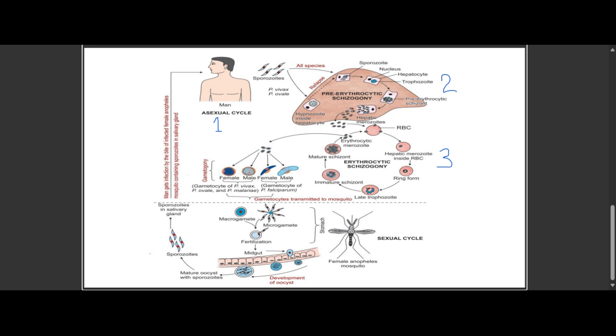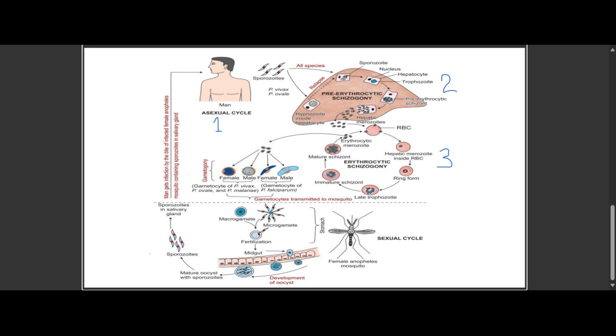Now, as you can see here, on the same stage 3, inside the red blood cells, the merozoites will develop into what we call trophozoites. This trophozoite is considered to be the feeding stage of the parasite, which later undergoes several nuclear divisions, and when it does, it then matures into schizonts.